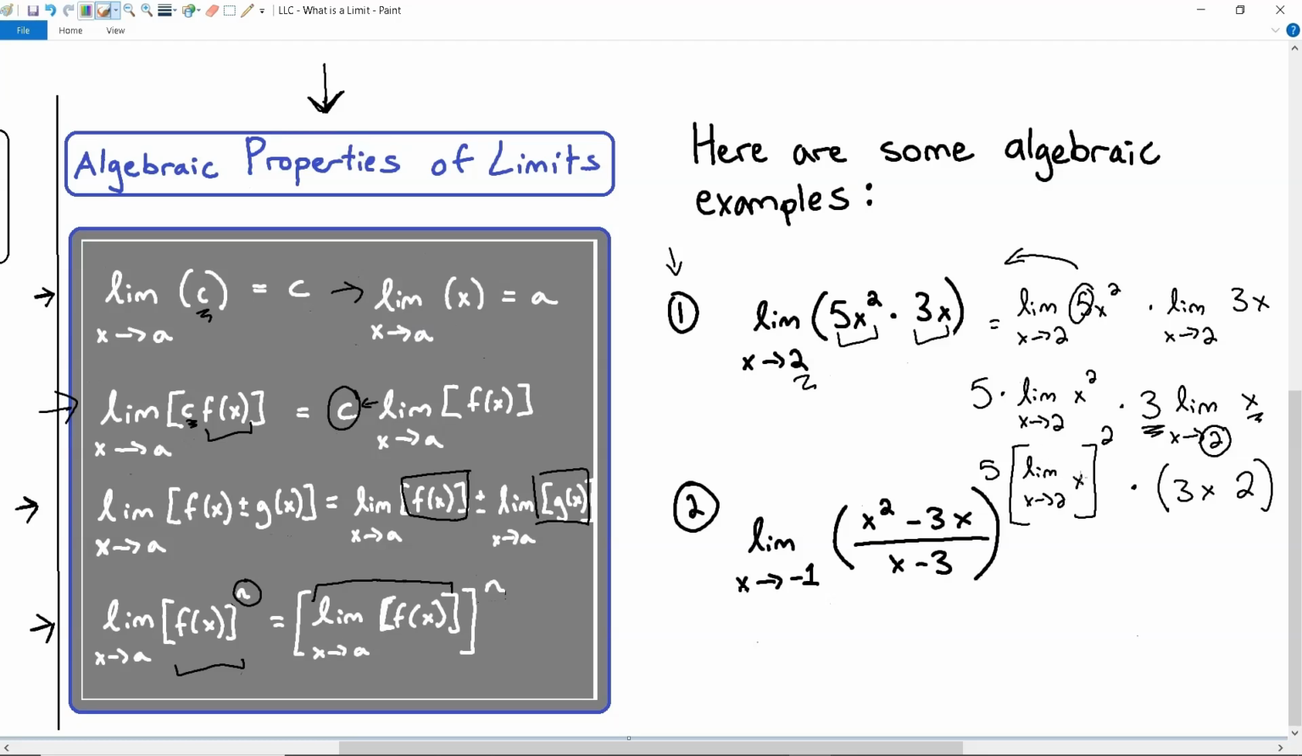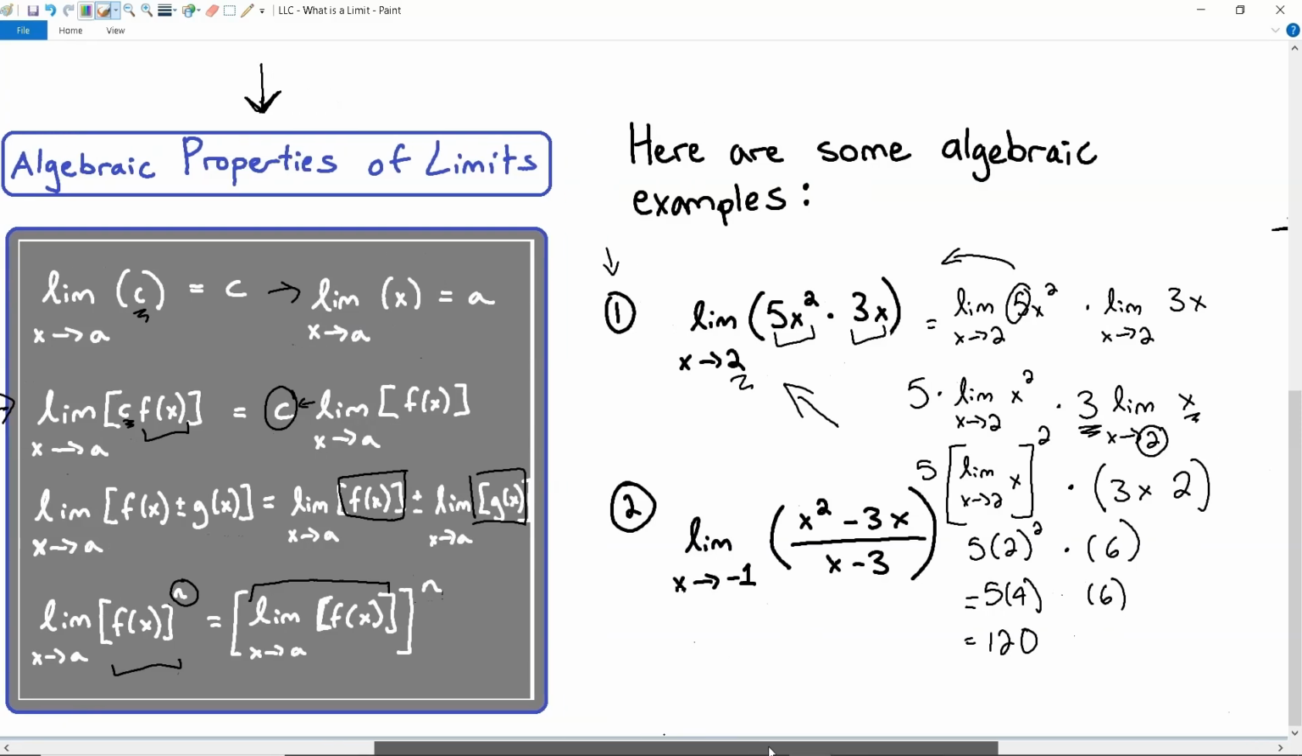Once again, we have an x by itself, that's going to equal a 2. So now we have 5 times 2 to the power of 2, because this whole part needs to be to the power of 2, times 6. This will be a 5 times 4 times 6. And my final answer should be 120. And once again, if I just plugged in a 2 way back here, I would have gotten the same answer.